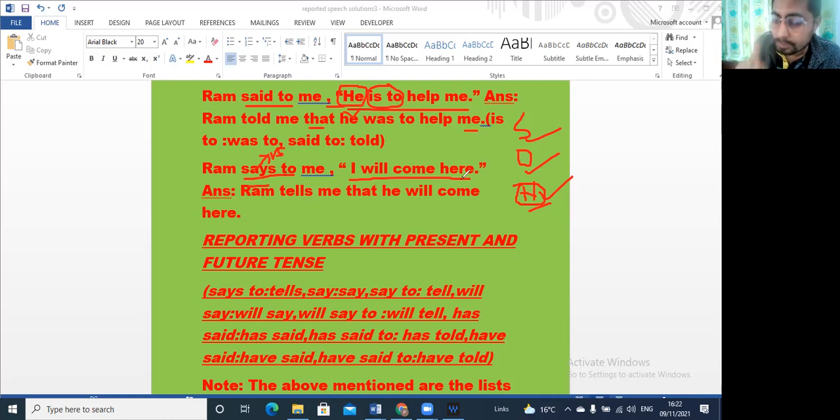Only change in person occurs there. Okay. Ram says to, as per, we will discuss the rule downside also. Says to is changed into tells. Ram says to, Ram tells me, in the place of comma, inverted comma, put here that. Ram tells me that. Now what is the reported statement here? The reported statement in this reported speech is, I will come.